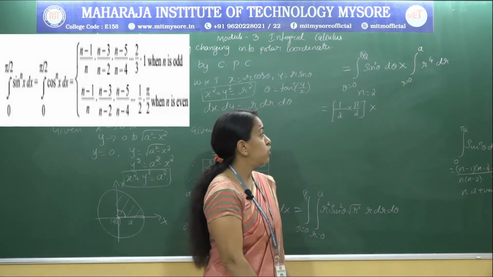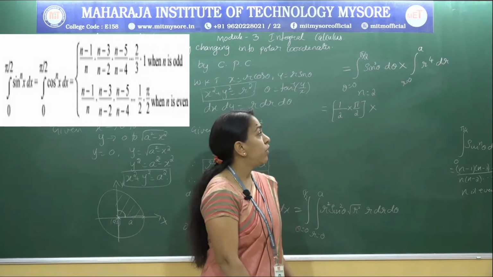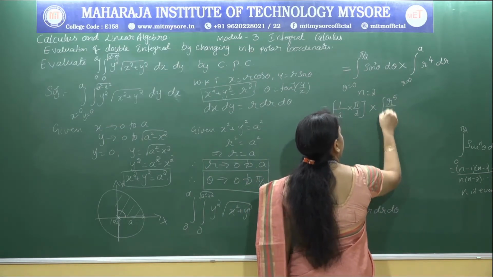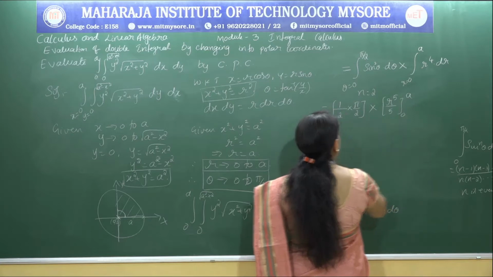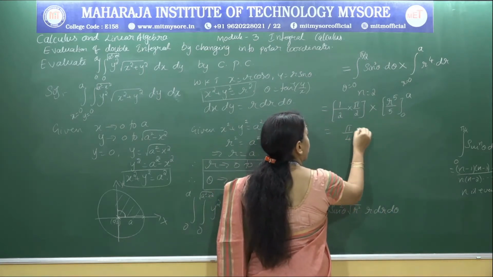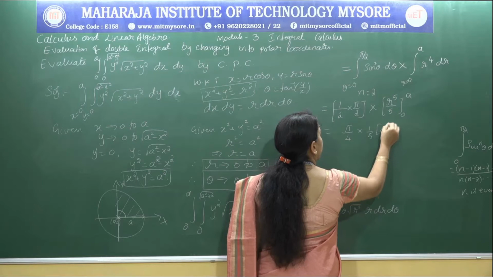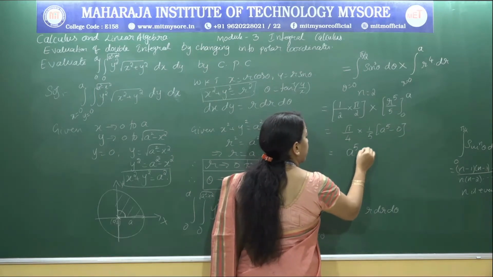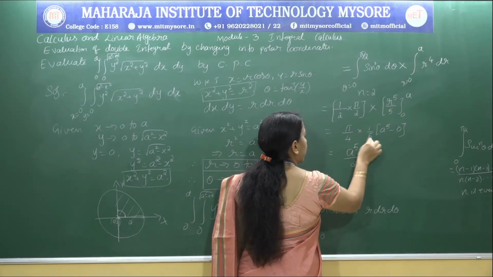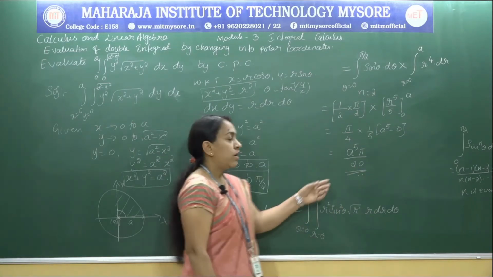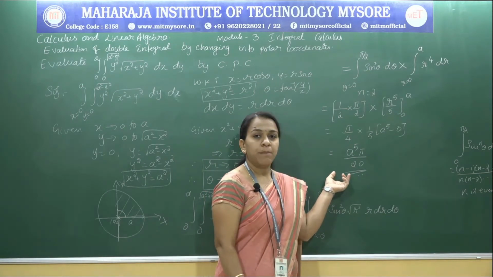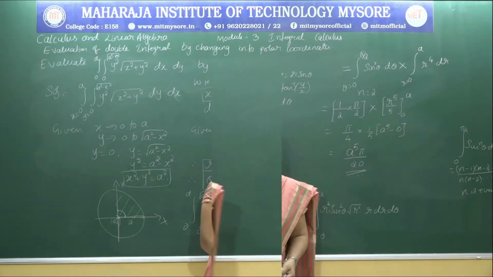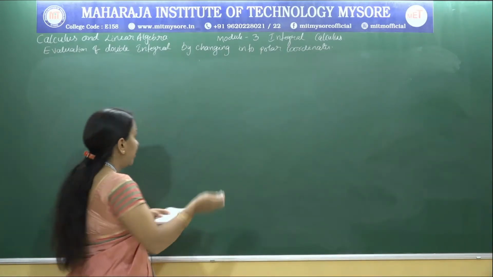That first integral is over. The second part is the integral of r to the power of 4, that is r to the power of 5 by 5 between the limits 0 to a. So we have pi by 4 into 1 by 5 into a to the power of 5 minus 0, which is a power 5 into pi by 4 into 5, that is 20. The evaluated result of the given double integral by changing into polar coordinates is pi into a to the power of 5 by 20.